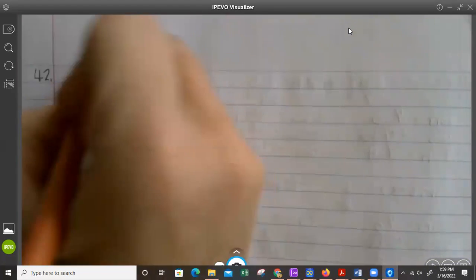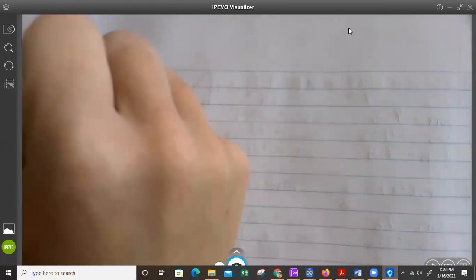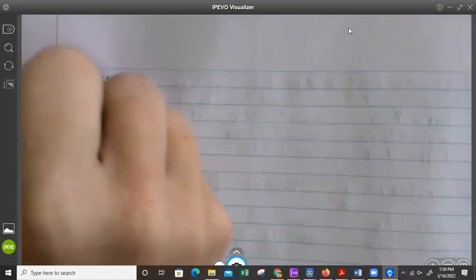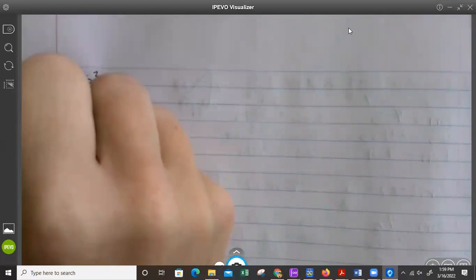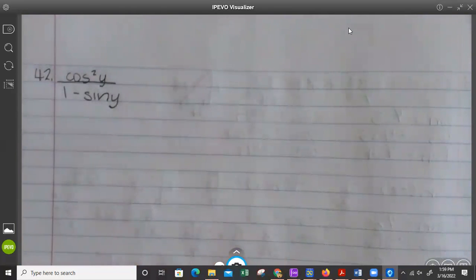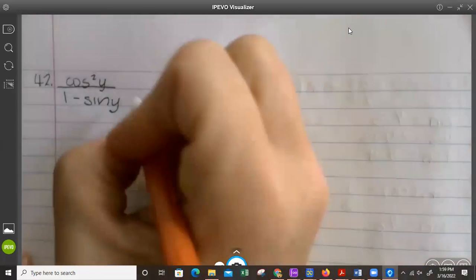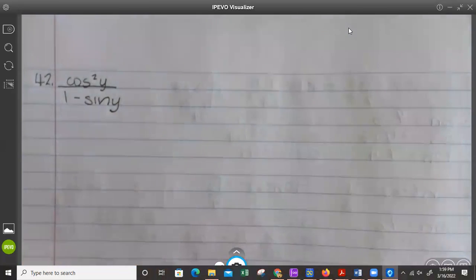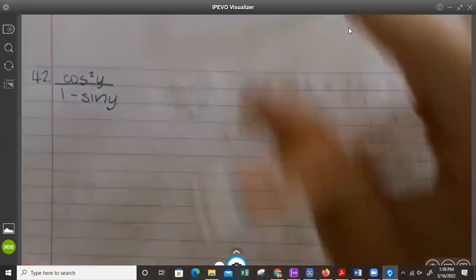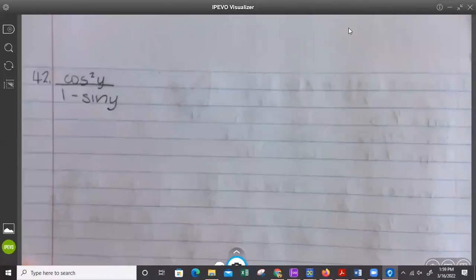So 42, when I told you, if you had it as x's and y's, you probably wouldn't have a problem with it. But because it's sine and cosine and all that crazy stuff, that's why. So we have cosine squared y over 1 minus sine y. There's absolutely nothing I can fix on the top, so I need to fix the bottom. How do I fix this bottom?